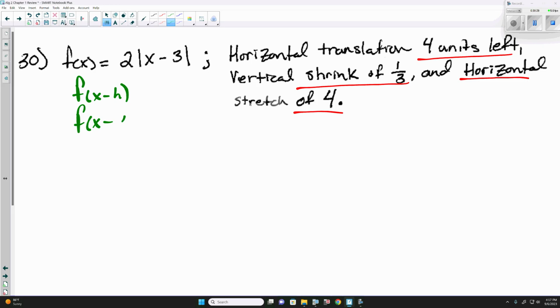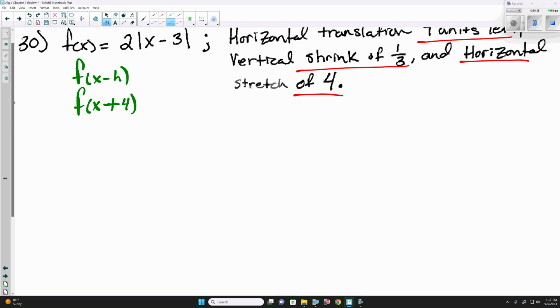So 4 units left, well h will be 4, but it would be negative because we're going to the left. Well, our negative makes a plus. So we have f of x plus 4. Well, in our original function f of x, we replaced x with x plus 4, which means this x in the equation must also be replaced with x plus 4. Everything else will stay the same.